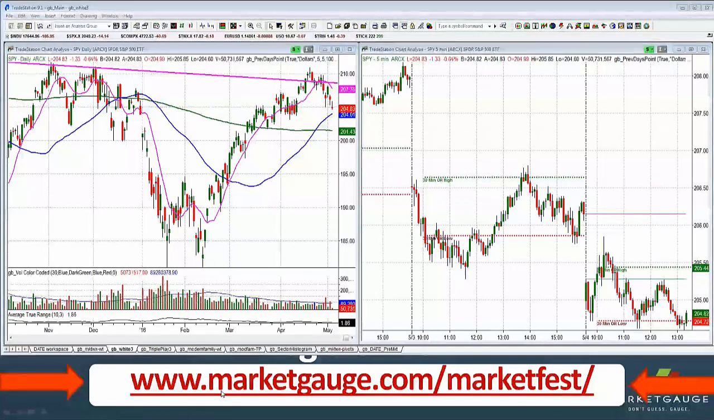So let's take a look at today's price action. The market opens lower, and as far as these moving averages, you don't have to worry about them.